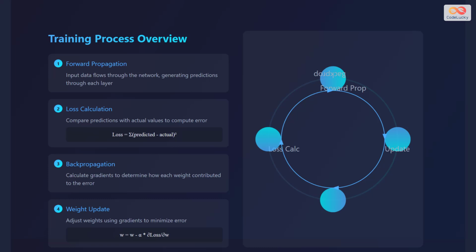The third step is backpropagation, where gradients are calculated to determine how each weight contributed to the error. The fourth step is weight update, where weights are adjusted using gradients to minimize the error. The equation for weight update is W equals W minus alpha times partial loss, divided by partial W.